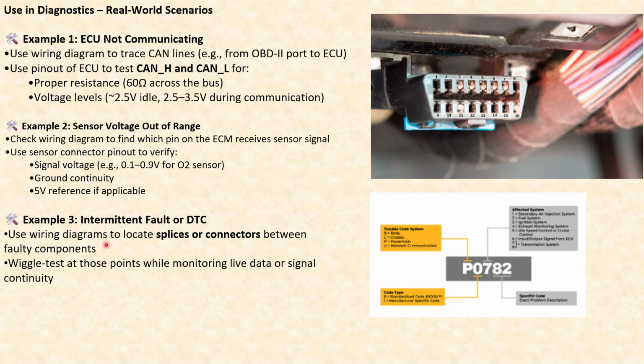Okay, now the third scenario, intermittent fault for DTC. If there is an intermittent fault for a DTC, you use the wiring diagrams to locate splices or connectors between the faulty components, and you also wiggle test at those points while monitoring live data or signal continuity. All right, so whenever there is an intermittent fault, immediately wiggle test at those points while monitoring live data or signal continuity. Okay.